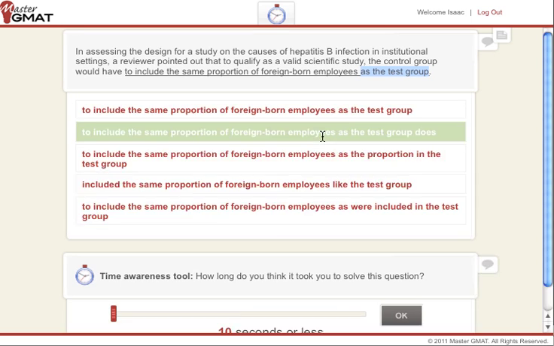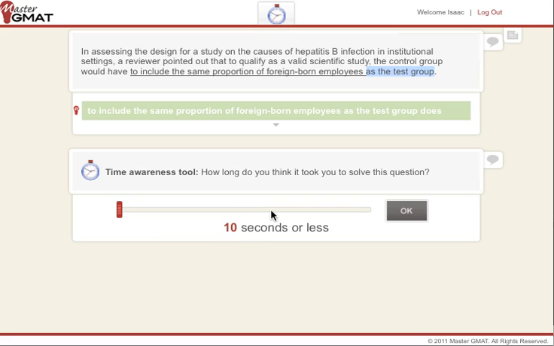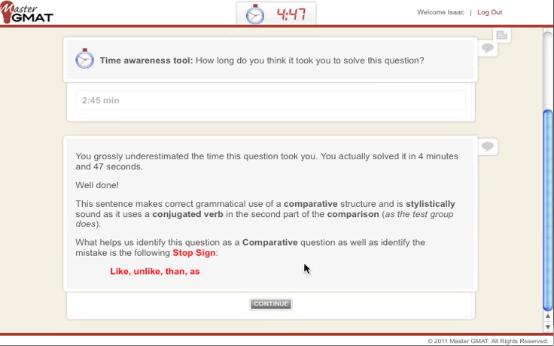And indeed, we have our time awareness tool, of course. It took us longer than 2:45, but over time this makes you super aware of your time. Let's click on OK. And of course, we have our stop sign. Even in right answer choices, we remind you of your stop sign so you never, ever forget what you're looking for.